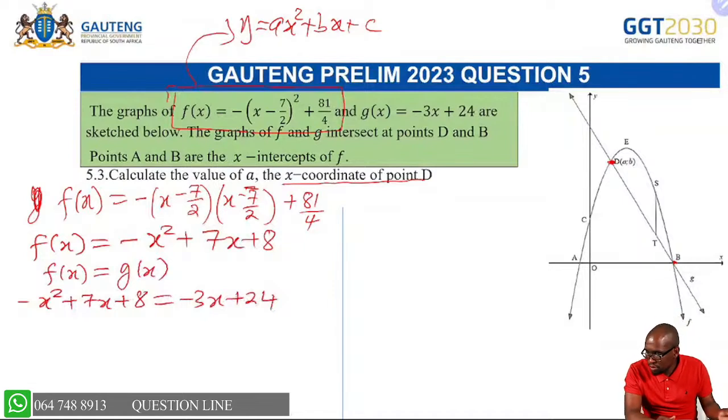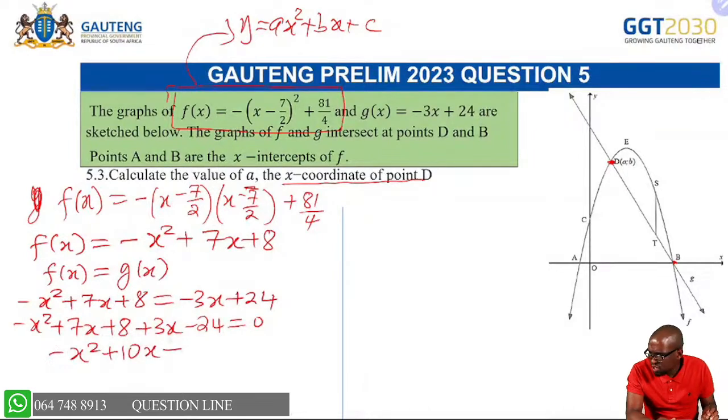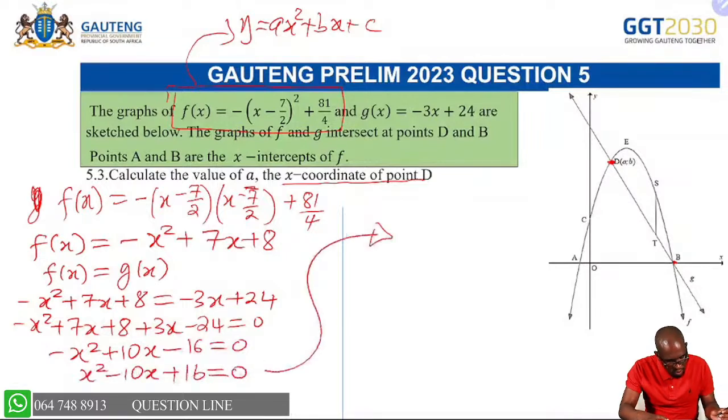So now when you simplify this, you get minus x squared plus 7x plus 8 plus 3x minus 24 is equal to 0. If you want to write this in standard form, this would be minus x squared plus 10x minus 16 is equal to 0. So this is x squared minus 10x plus 16 is equal to 0. We can continue with our work here.